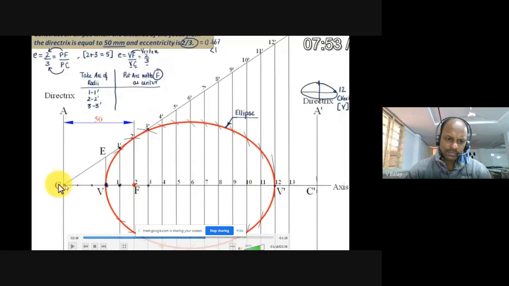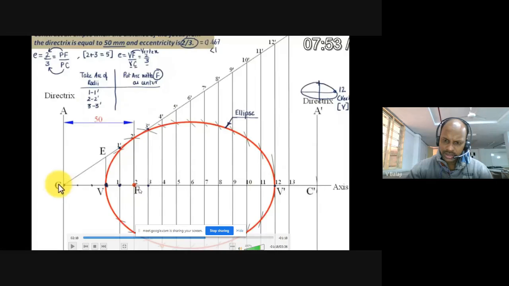Now here I told you this is the directrix, three parts away from the vertex, right? The directrix is three parts, one, two, three parts away, and the vertex is two parts away from the focus. So by symmetry, you can take one more directrix here by taking three parts. Or you can measure the distance between V and C, take V dash and C dash to the right hand side, and draw one more directrix. So you can have two vertices and two directrices, right?